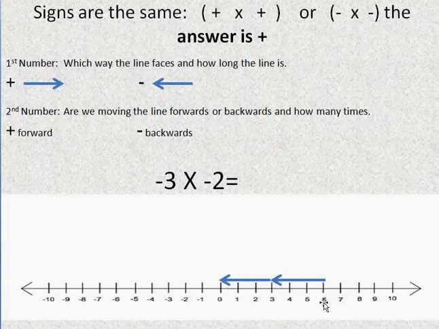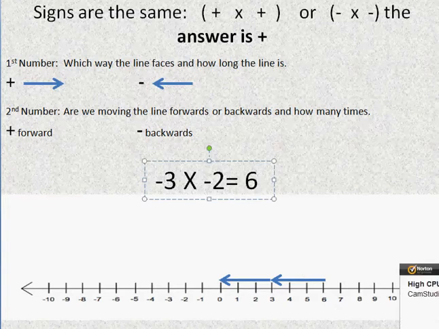Since I moved it backwards twice, it was a negative 3, so it's pointing to the left, in the negative direction, and it's 3 units long, but we're moving it backwards 2 times. Boom. So it ends up at the positive 6.